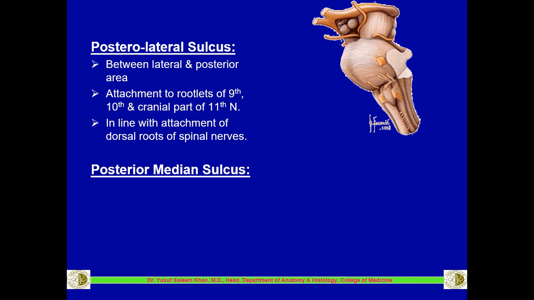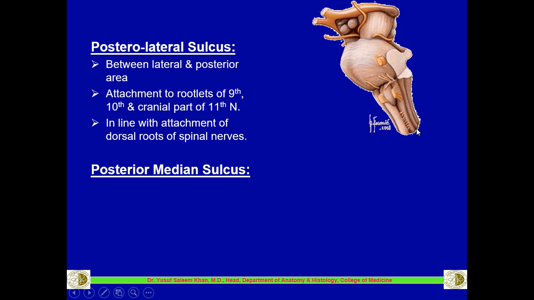Now appreciating the posterolateral sulcus, which is behind here. It is between the lateral and the posterior regions. Posteriorly we can see the fasciculus gracilis and cuneatus, and laterally we have the olive. In between will be the posterolateral sulcus, and this gives rise to the attachment of the rootlets of the 9th, 10th, and 11th cranial nerves.